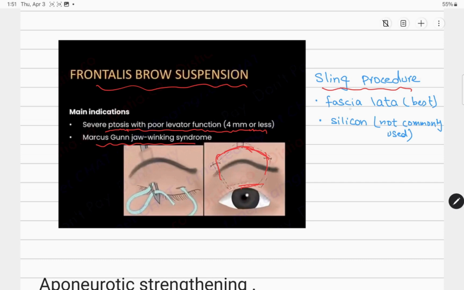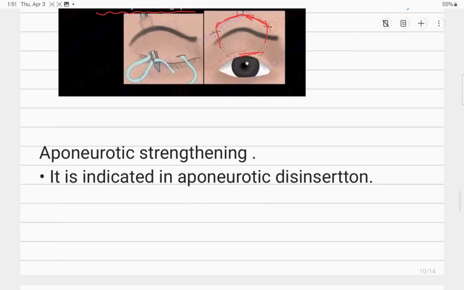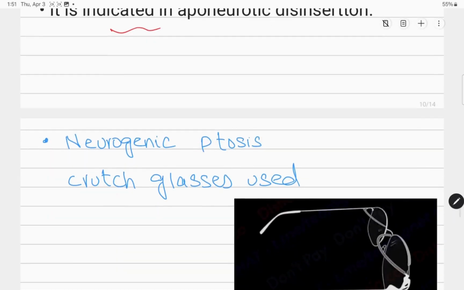Normally this can be done using two things. First is fascia lata, which is best and ideal. Otherwise, silicone can also be used for this process. Another process is aponeurotic strengthening. If there is some problem with the aponeurosis of the LPS, we go for this process.